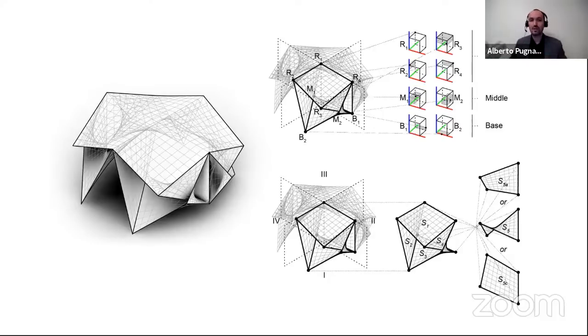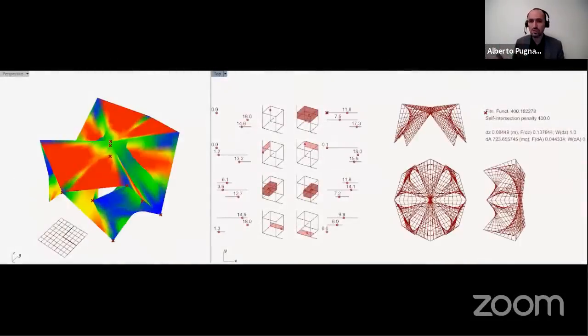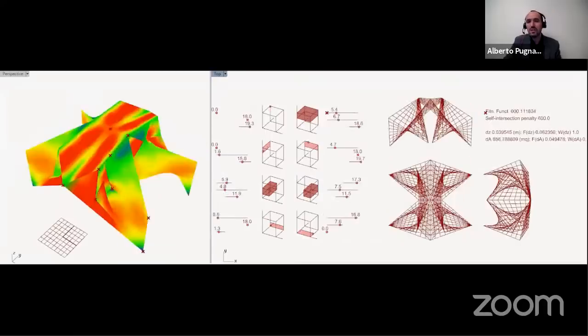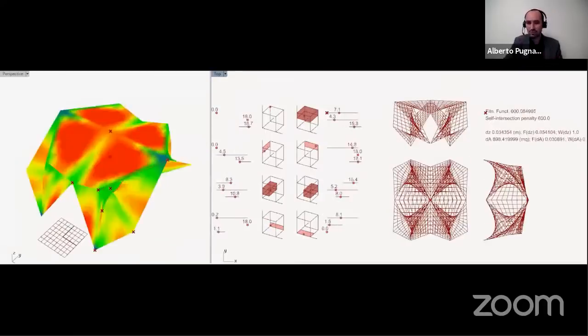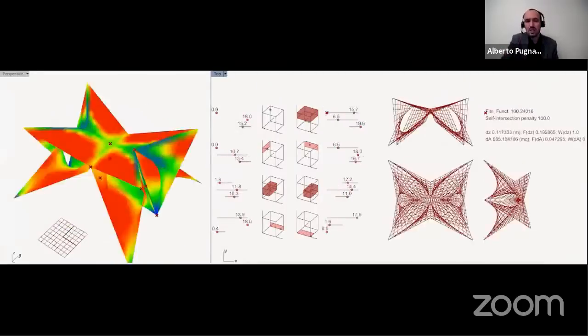And they were chosen randomly every time a new individual was generated in the optimization process. Here you can see a very short video of this optimization process. It was performed using a genetic algorithm, and each individual in the population generated by the GA has a different topology, as you can see.